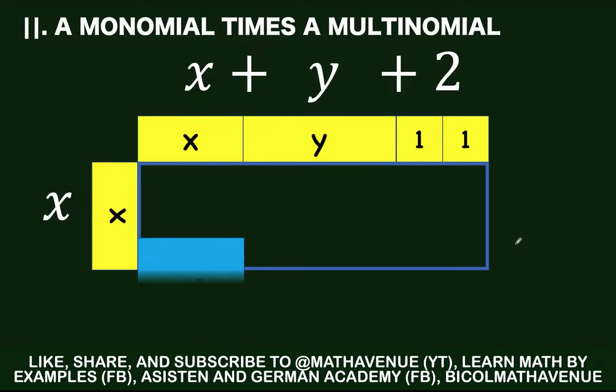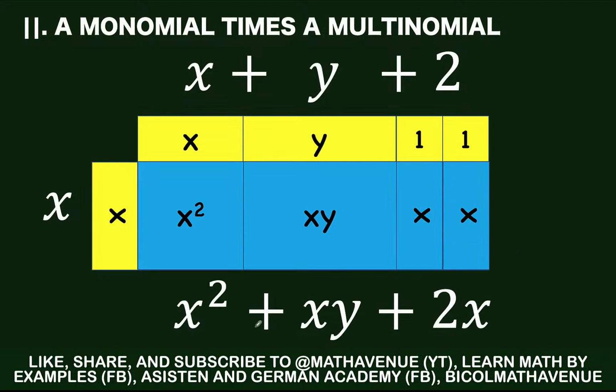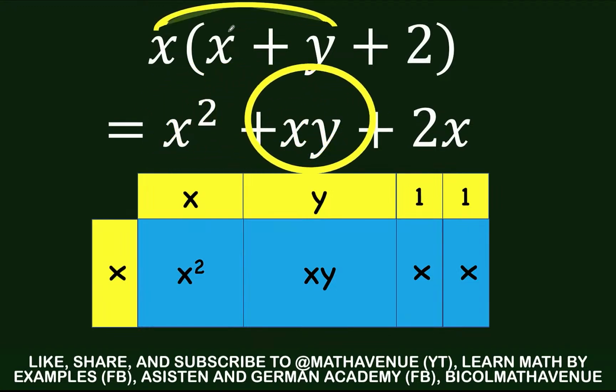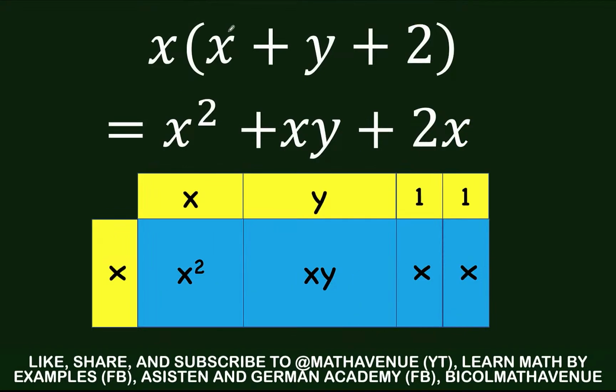What's the area of that? We have x squared, xy, and 2 x's. So we have x squared plus xy plus 2x for the product of x times the quantity x plus y plus 2. Now, if you are going to perform the distributive property of multiplication over addition, x times x is x squared, x times y is equal to xy, and x times 2 is 2x. And that is now our final answer.